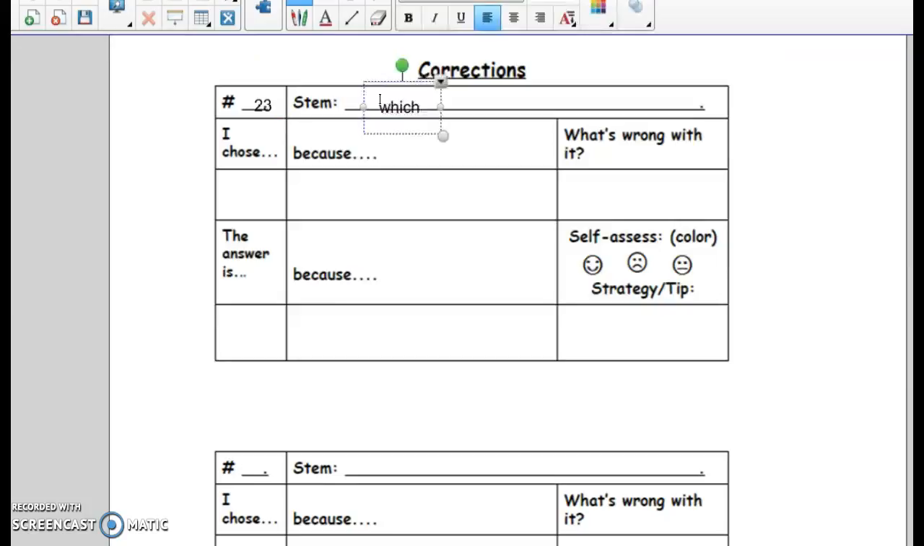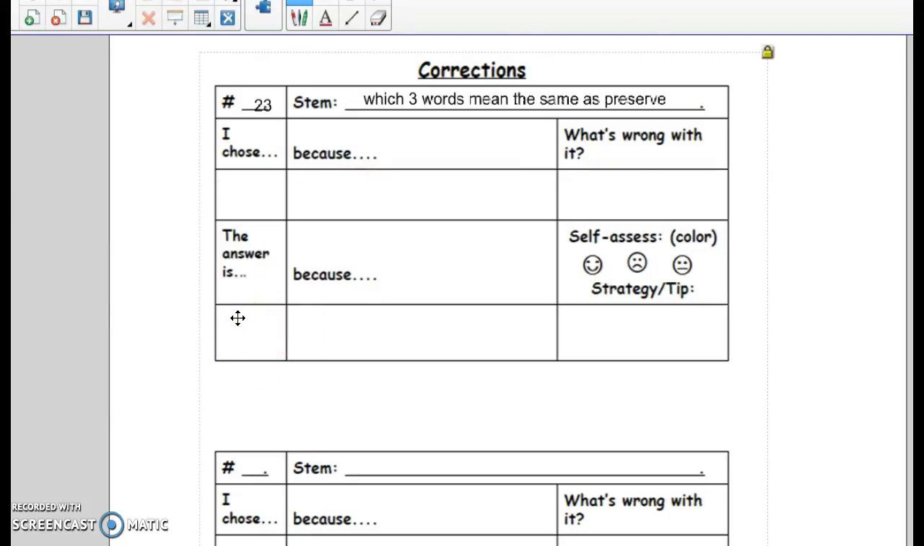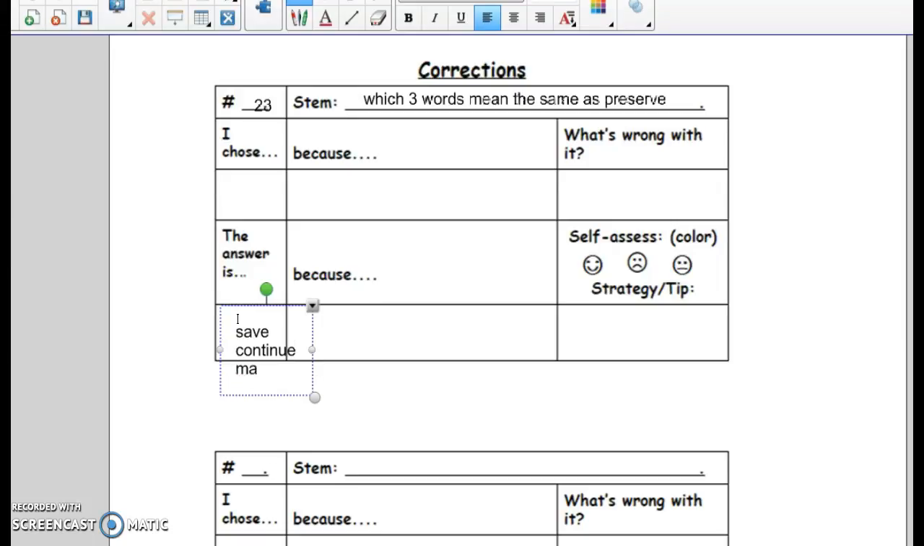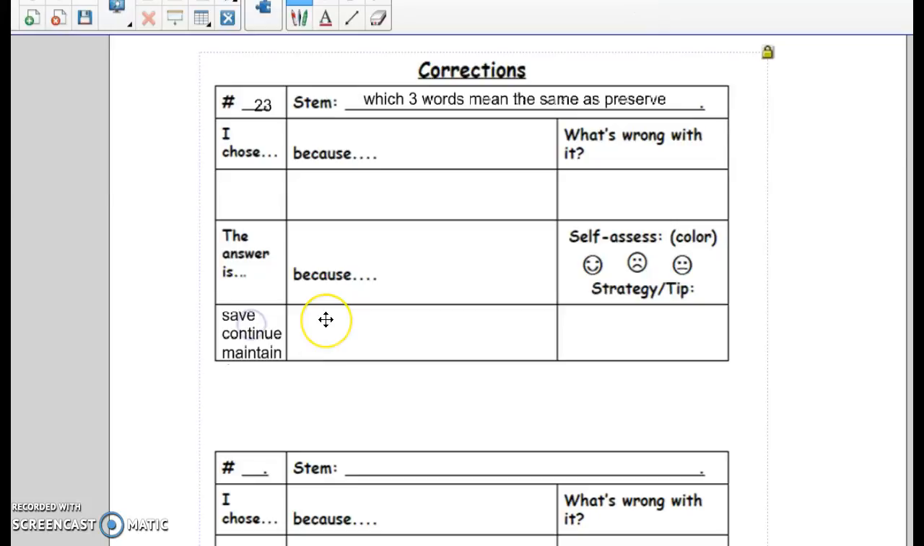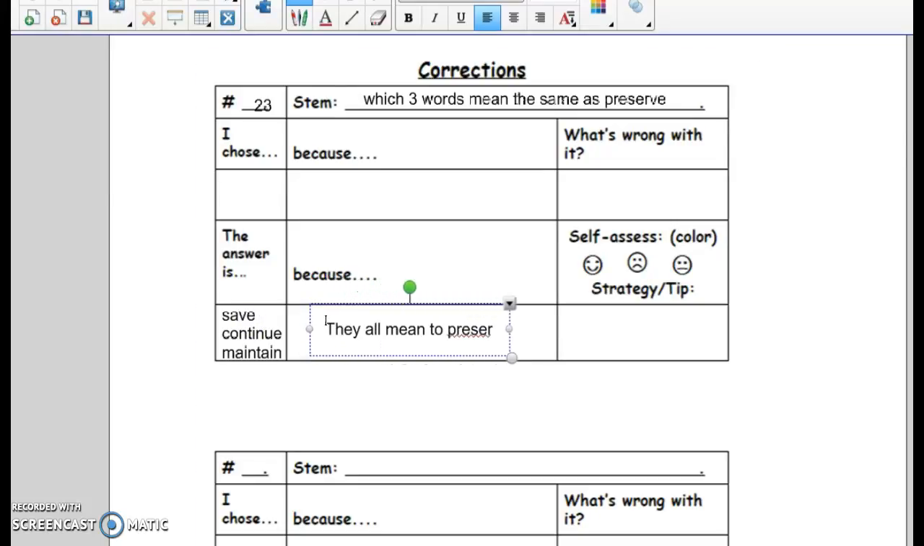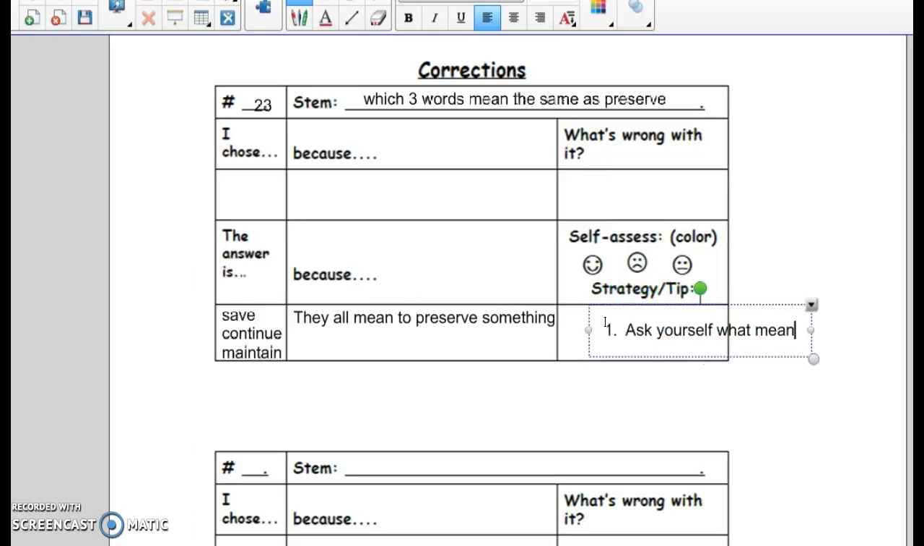The stem is which three words mean the same as preserve as it is used in this sentence. You need to try to remember the three that you chose. Maybe tell me which one that you put was wrong. The correct answers are save, continue, maintain, because they all mean to preserve something. And our strategy is first, ask yourself what it means, and then plug choices into the sentence, into the context. All right, that is it for number 23.